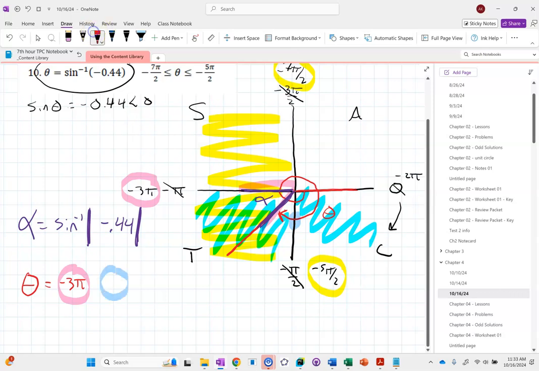So the rule here goes: if theta is positive and then we cross the x, we're going to be adding. If theta is positive and then we cross the y, it's subtracting. If theta is negative, it's just going to be the reverse.